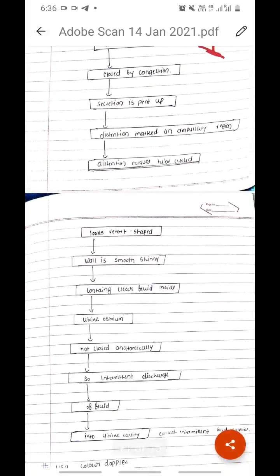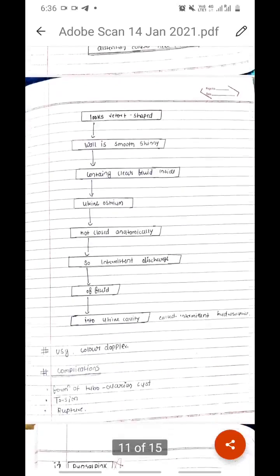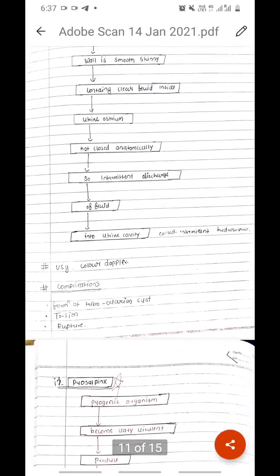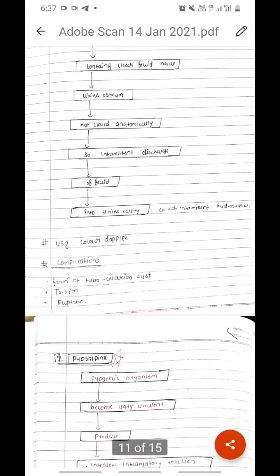The fallopian tube looks retort shaped, the wall is smooth and shiny, containing clear fluid inside, and the uterine ostium is not closed anatomically, as you all know. So intermittent discharge of fluid into the uterine cavity is called intermittent hydrosalpinx. Okay, so these are the investigations and complications. Torsion and rupture occur, and formation of tubo-ovarian cyst.